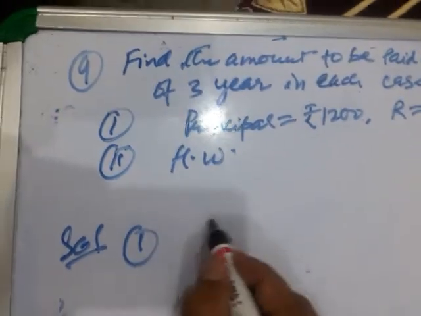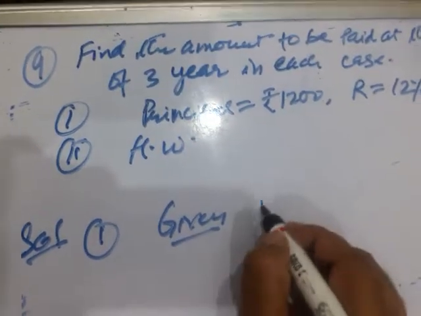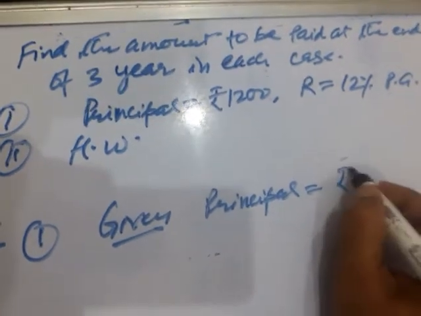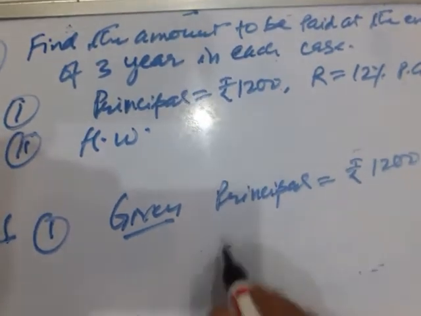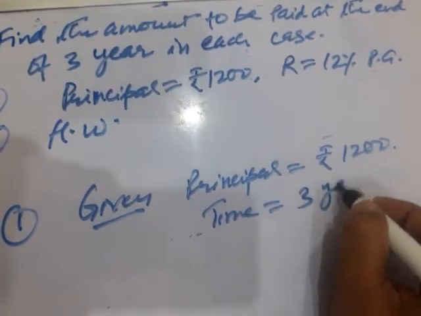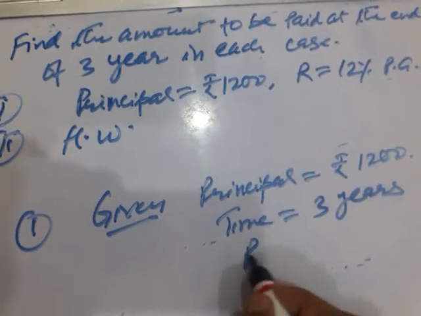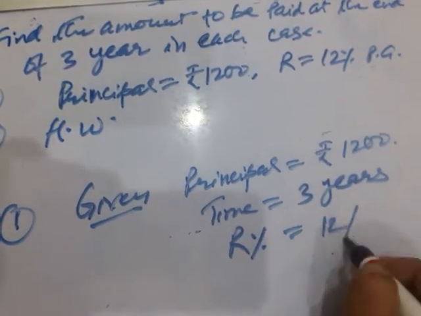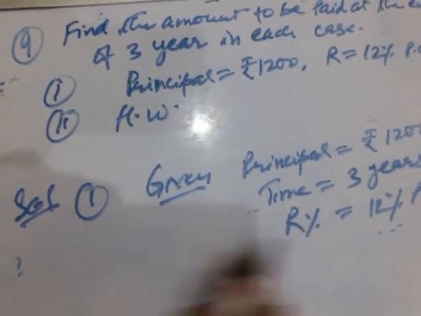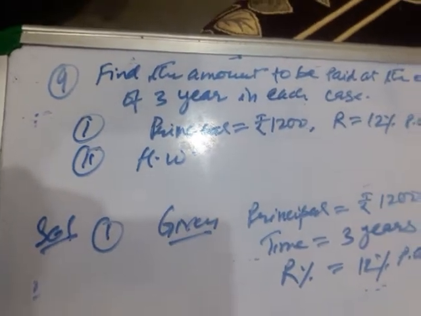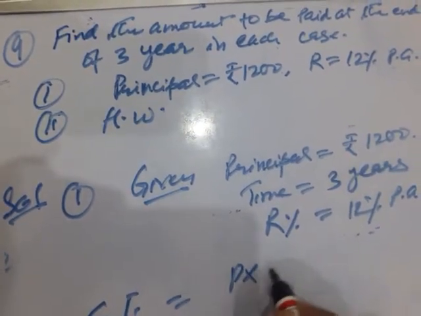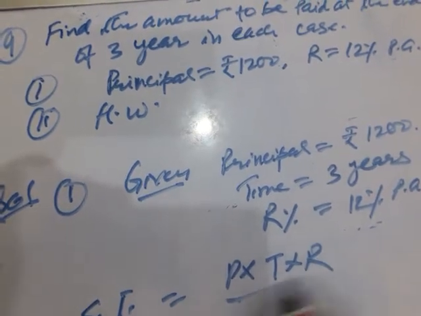That is the first one. What is given? Given that principal equal to rupees 1200, time equal to, what is this time, equal to 3 years. Clear? And rate of interest R% equal to 12% per annum. R equal to 12% per annum. Now see, you have to find out the amount. Now simple interest you have to find. Simple interest equal to P into T into R upon 100.